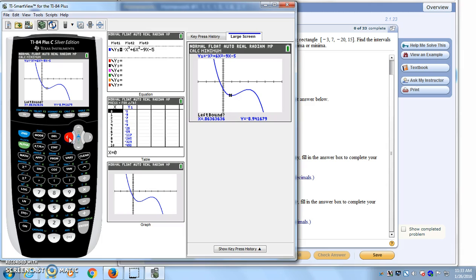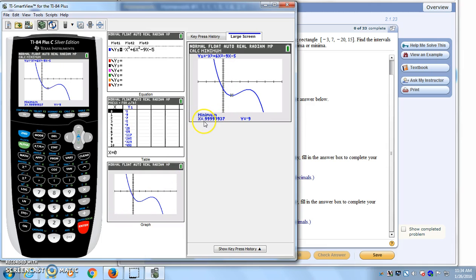So it looks like it's about right there. And then the calculator wants a left bound, so I'm going to hit the left arrow a couple times so I know I'm to the left of it and hit enter. And then it wants a right bound, so hit right a few times and hit enter. And then a guess, so go back to the middle of them and hit enter.